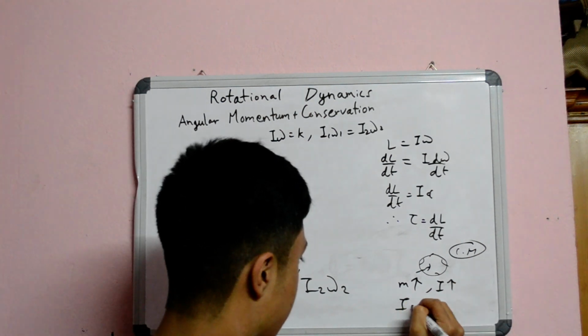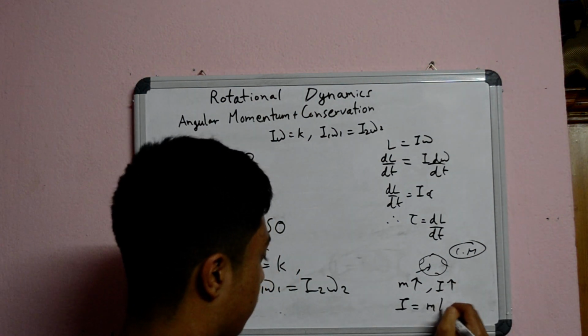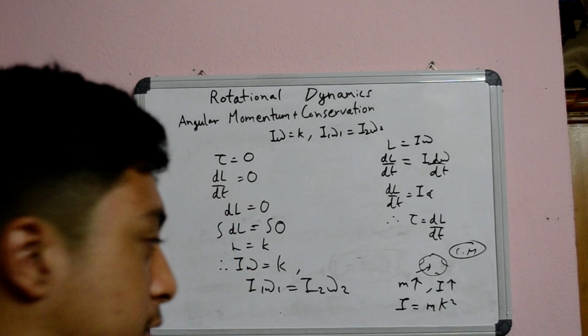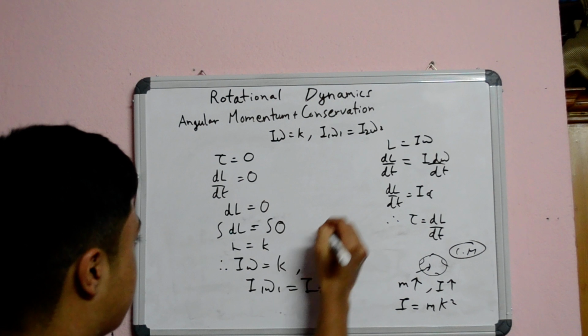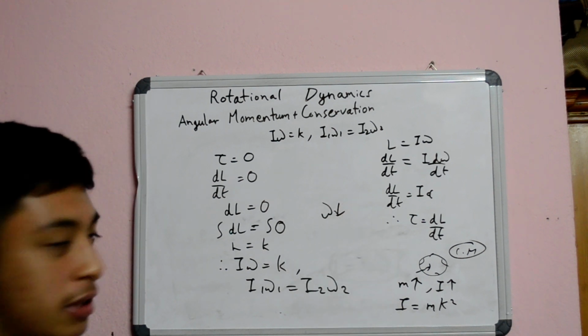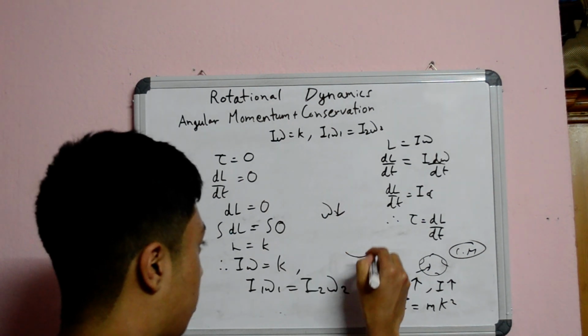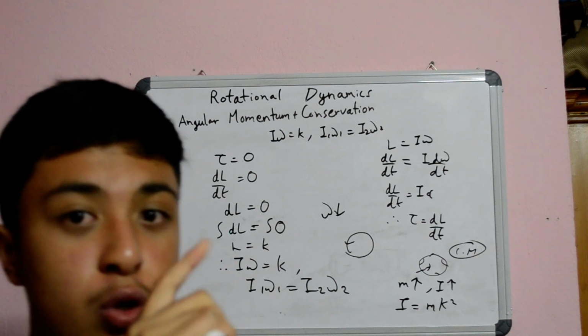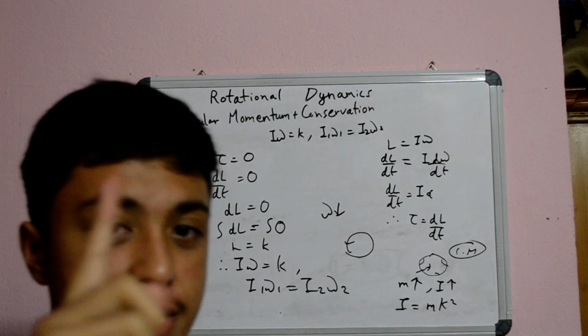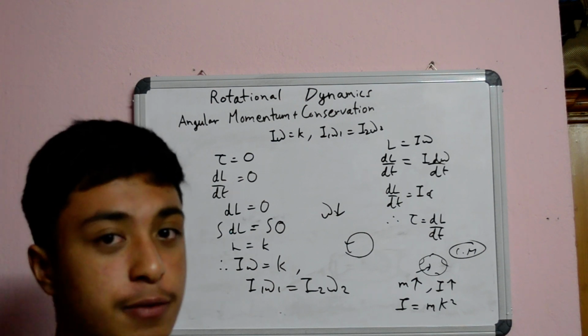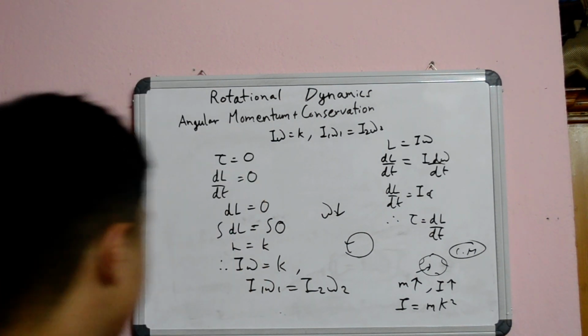Because I equals mass into k square, where k is the radius of gyration. So if moment of inertia increases, what this means is that angular velocity will decrease. That means that the Earth will start rotating slower. That means we will have more time in one day. So the time duration of the day will actually increase.